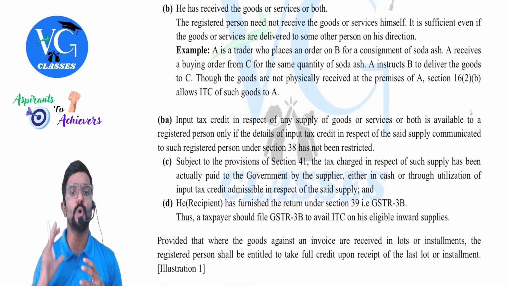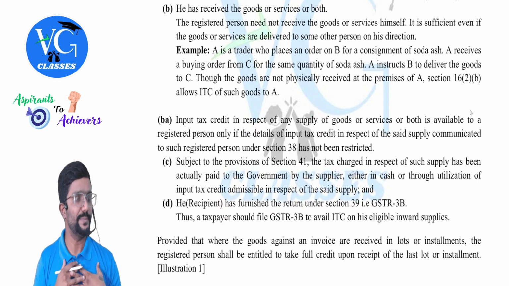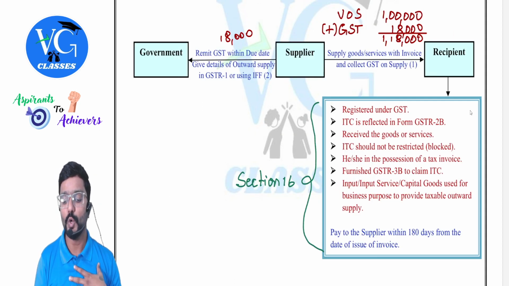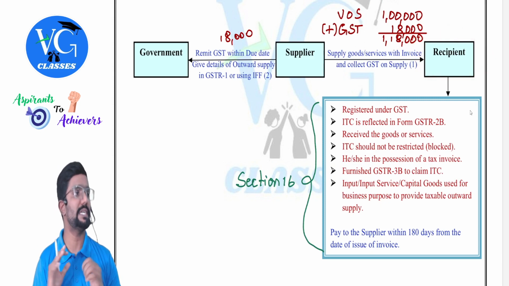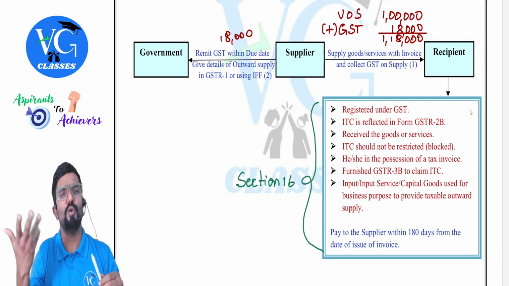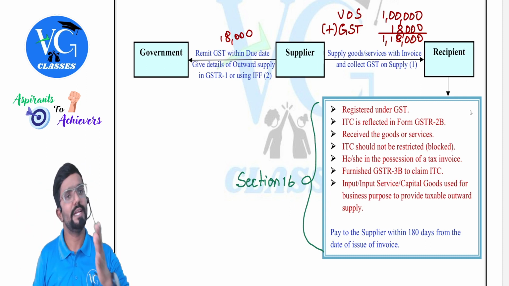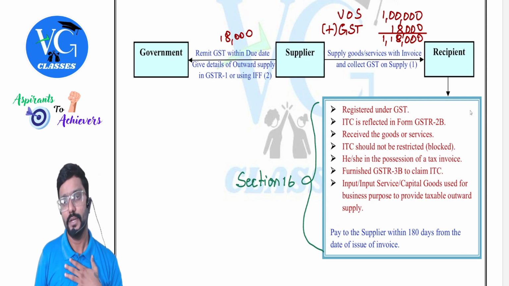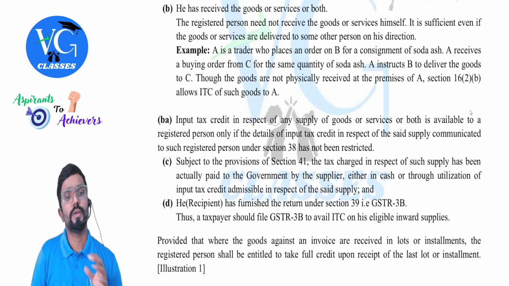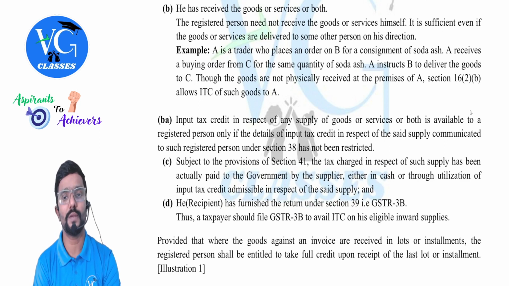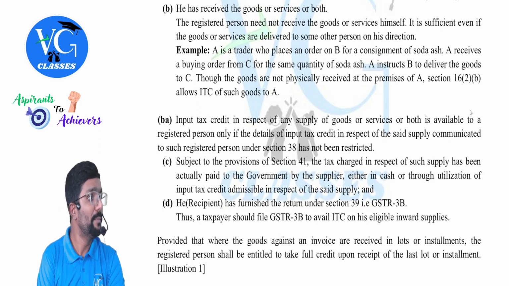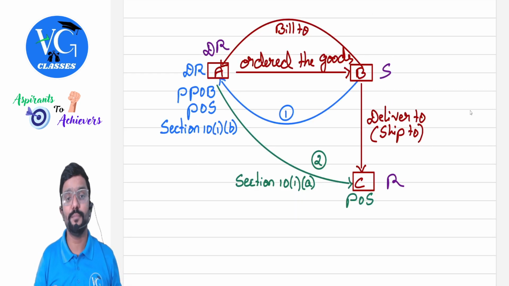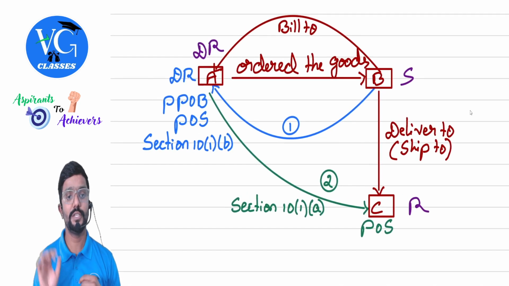B, he has received the goods or services or both. Who? Recipient. Recipient should have received the goods, guys. Or if he has received the services, that's fine. And sir, for receipt of services, can I prove? No, because it is intangible. But it should be enough to tell that supplier has given the services and I have received it. Yes, sir. The registered person need not receive the goods or services himself. It is sufficient even if the goods or services are delivered to some other person on his direction, that is bill to ship to. Bill to ship to. We had one example. Do you remember it? Bill to ship to.